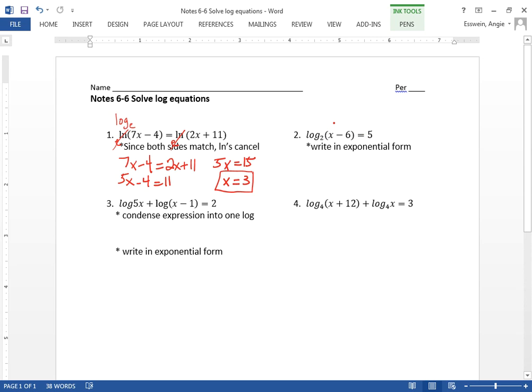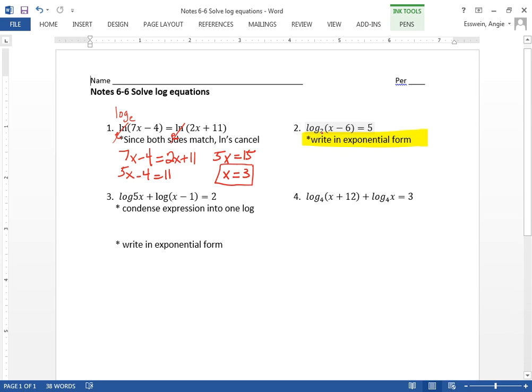Okay, now this one throws people off. Log base 2 of x minus 6 equals 5. People get stuck, have no idea what to do. The thing you need to remember is simply rewrite it in exponential form, which we practiced when we started this chapter. We did a whole page of doing this early on.